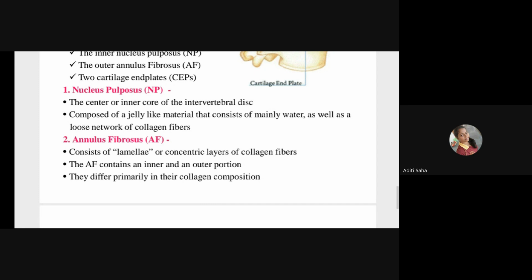So the outer side will be harder, and more concentrated collagen fibers can be found. That is written here. They differ primarily. They means the inner and outer portion of this annulus fibrosus differ primarily. What do they differ in? Collagen composition. So the outer portion is more concentrated, and the inner portion will be comparatively less concentrated in collagen fibers. Yes, go to next.